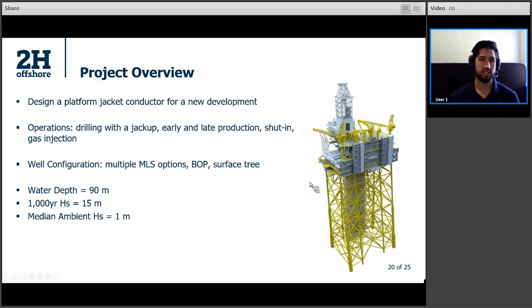And for the well configuration, there was the option to choose multiple mudline suspension systems. So whether that's hanging one casing off, 2 casings, 3 casings, how do we support the BOP, and what size of surface tree are we limiting ourselves to. Water depth in this particular application was 90 meters. 1,000 year HS 15 meters, and the median ambient HS at 1 meter. The 15 meters is applicable to our strength work, and the 1 meter is more applicable to understanding the fatigue response.